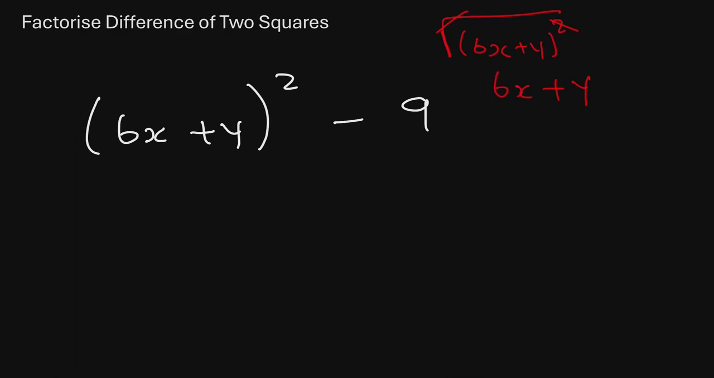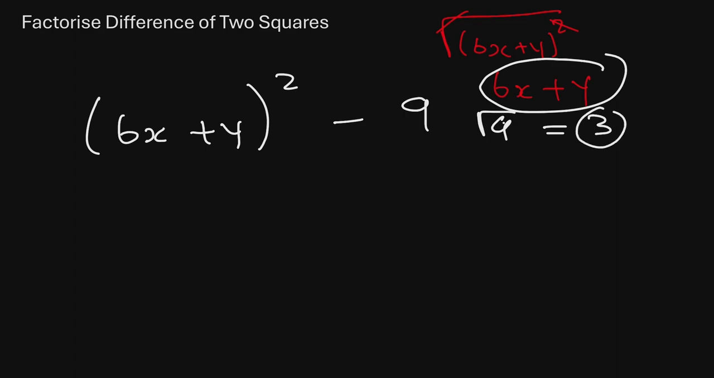And therefore, if we look at the second term, which is 9, if we put 9 under the square root, the square root of 9 is going to give us 3. So we have the factors: this factor here, 6x plus y, and 3.